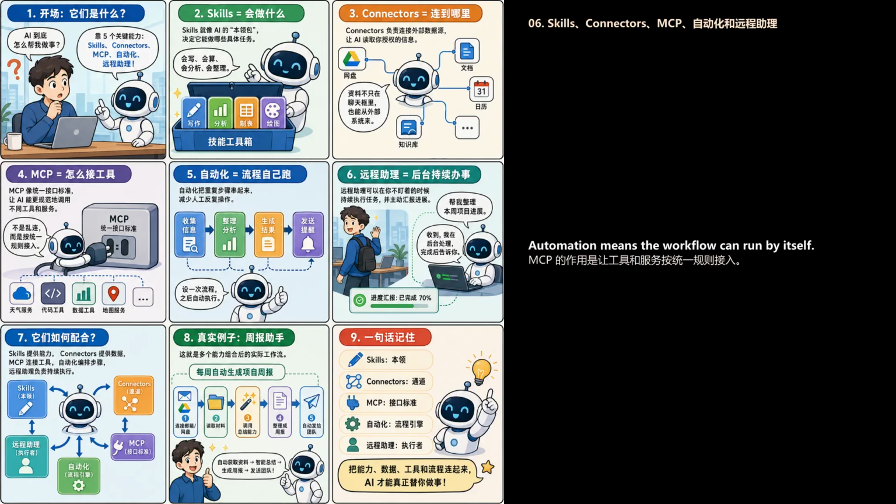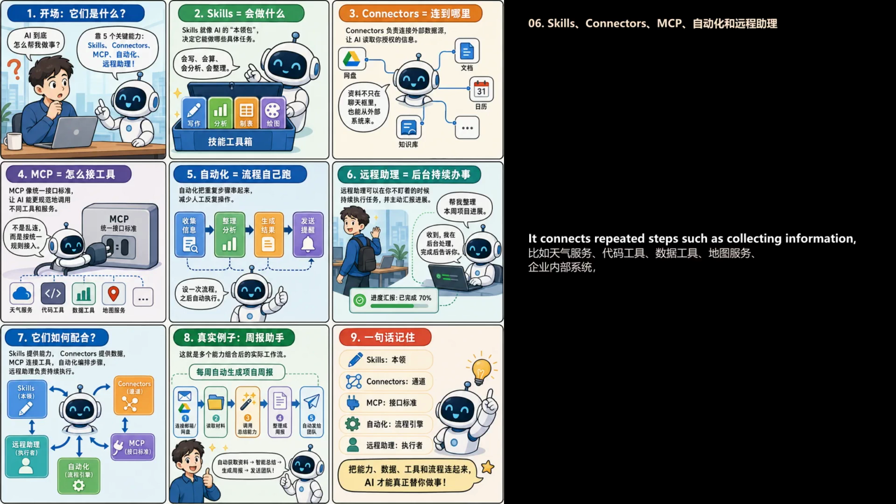Automation means the workflow can run by itself. It connects repeated steps such as collecting information, organizing and analyzing it, generating results, and sending reminders. Examples include automatically generating weekly project reports, summarizing leads every day, or checking whether live replays are archived every night.